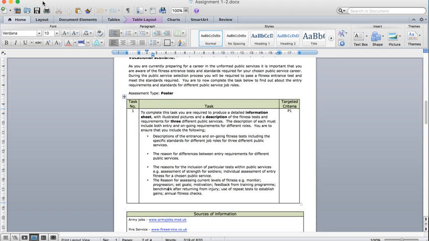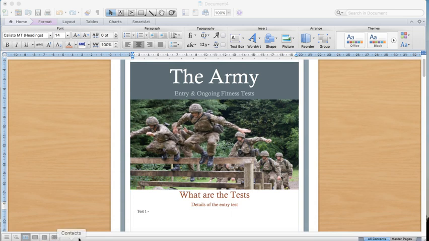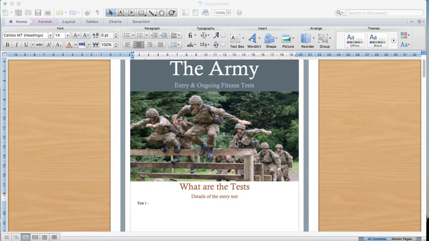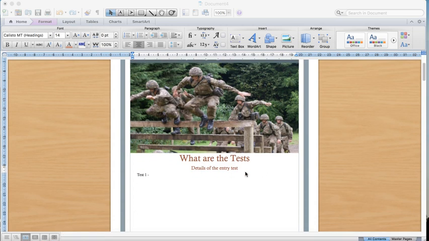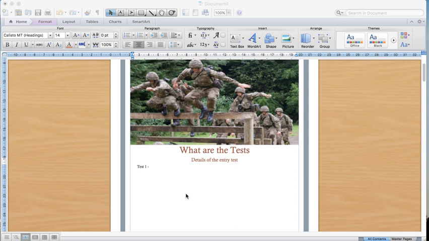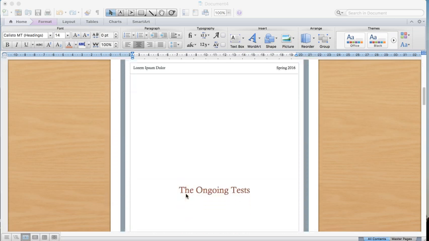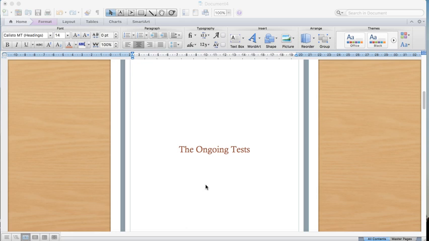Now, what I started to do is I started to lay something out, and let's see if I can see it behind. So I've got one on the Army, and I've only just started the template. So I go, what are the tests? I talk about the entry tests, and I describe each of the entry tests and say what the entry requirements of each of them are. And then I would go and talk about the ongoing tests, and then I would do the other bullet points below.